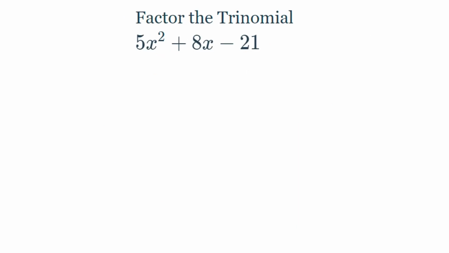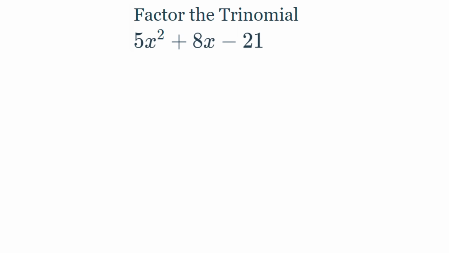All right, so we're going to take a look at one more example. And this one I purposely chose because we do have a subtraction sign. We got to make sure that all of our signs are good. So we are going to first multiply our A value times our C value. A value being 5, C value being negative 21.